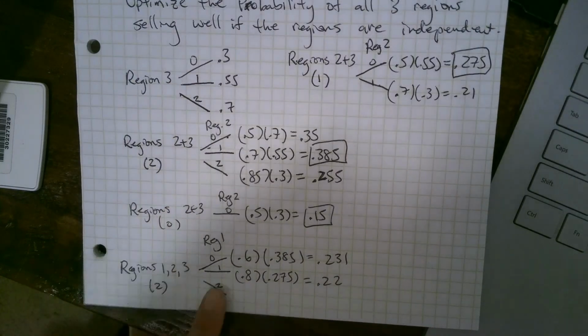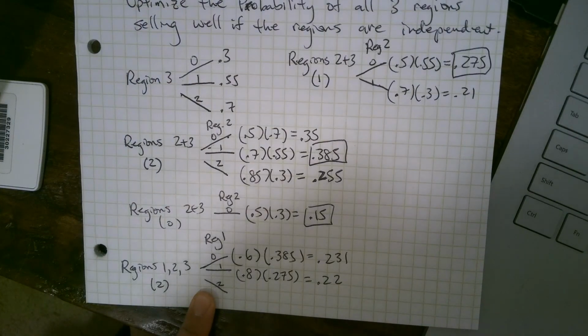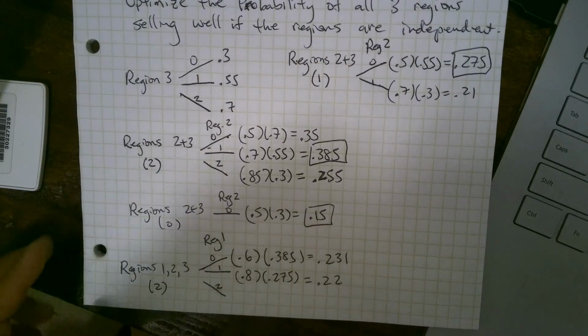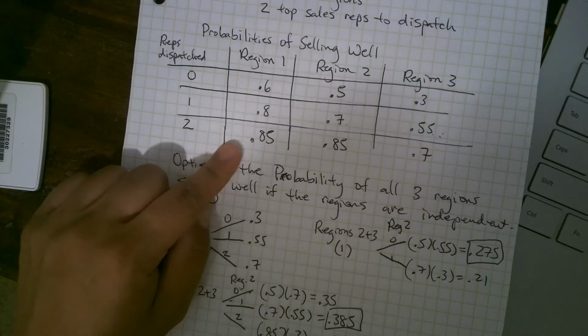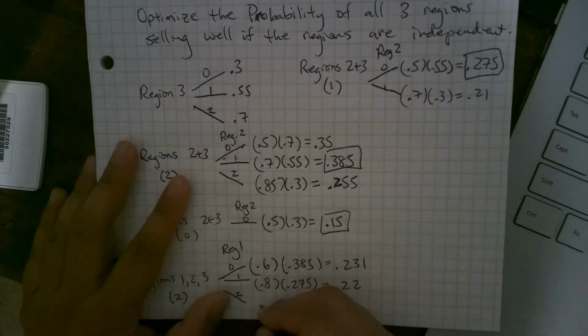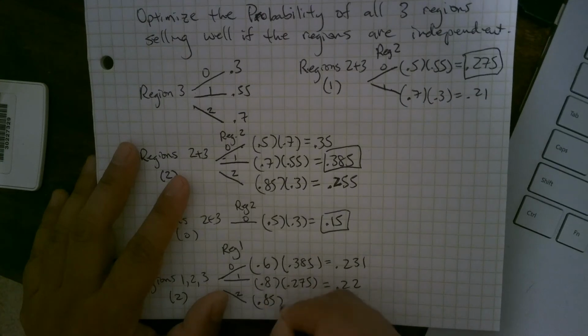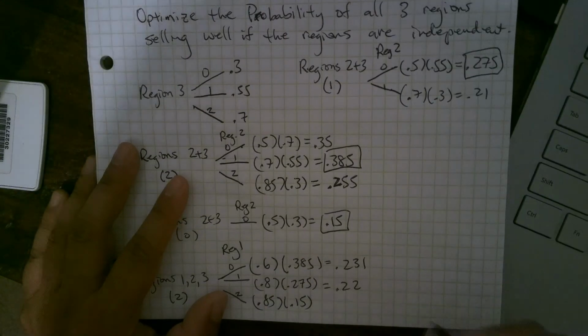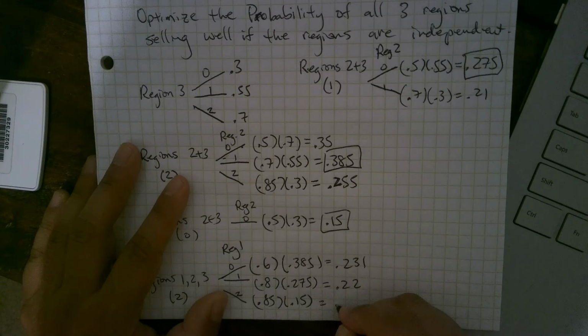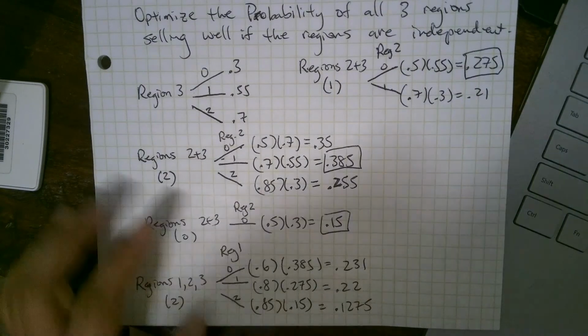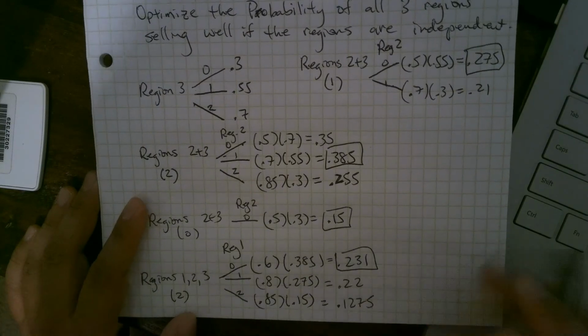And then finally 2 reps to region 1. I have 0 reps to regions 2 and 3, so 0.15. This number up here was 0.85. So I've got 0.85 times 0.15 for a total of 0.1275. So the best I can do here is 0.231.